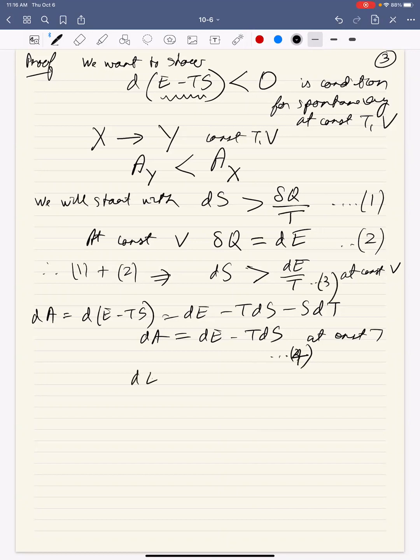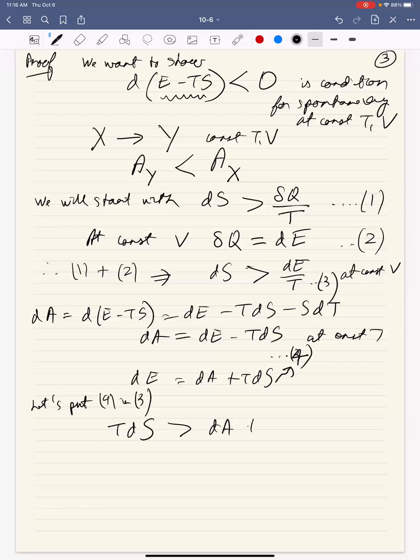Therefore, dE is equal to dA plus TdS, right? This is also 4. So let's put 4 in 3. So we get the condition for spontaneity. 3 is telling us that TdS is more than dE, right? And what is dE? We just showed that dE is dA plus TdS. Therefore, dA less than 0 at constant temperature and volume is the condition for spontaneity. Okay? So this is just two lines of algebra, but it becomes so useful, so powerful.